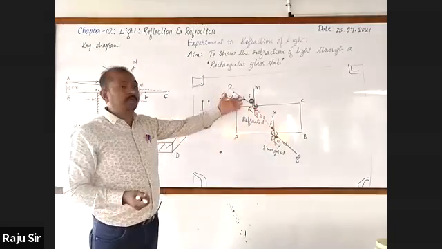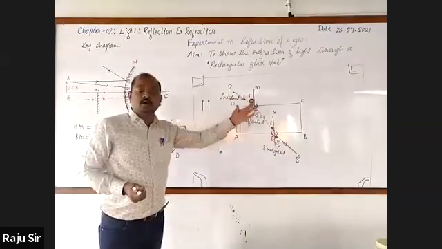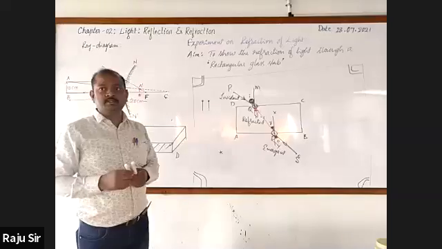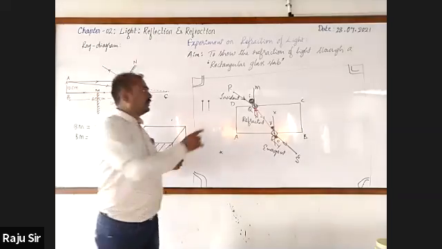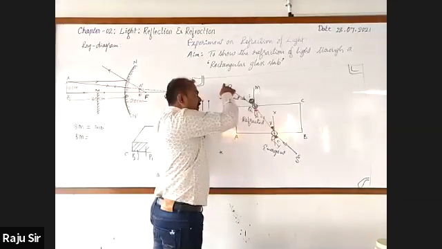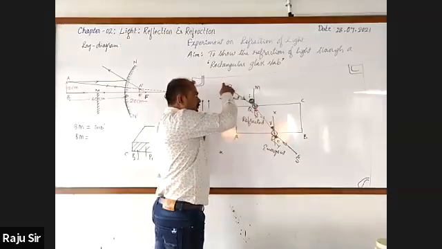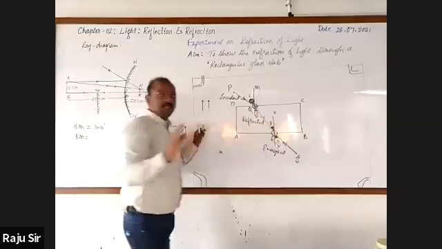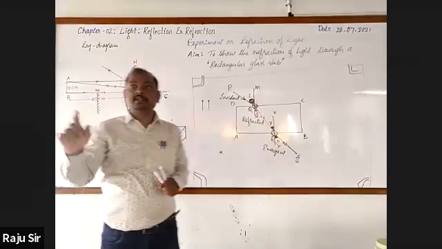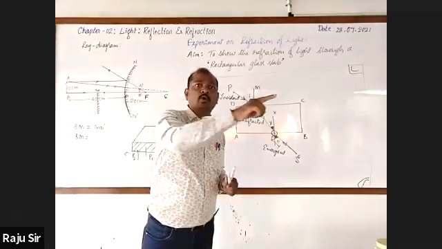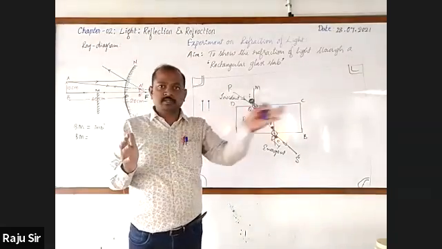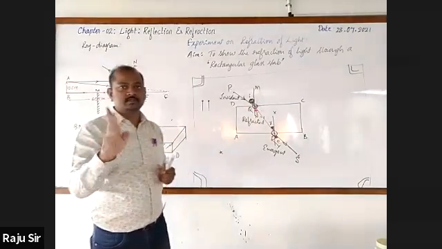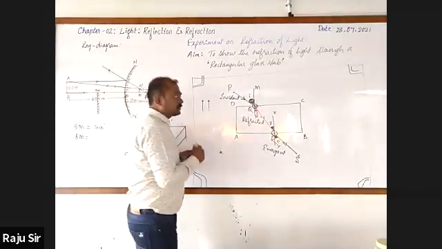Could you tell how many times refraction has taken place? Two times. One is when it is traveling from rarer medium to denser medium, air to glass. Second time, from denser medium glass to rarer medium. In general, we can say that when a ray of light passes completely through a medium, it undergoes refraction twice.